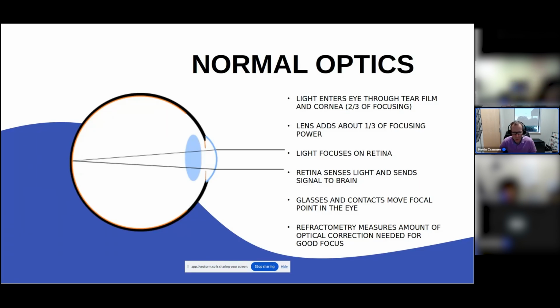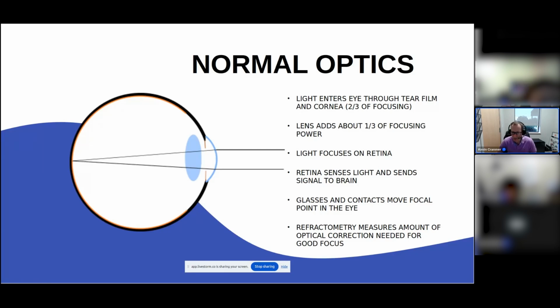And when we do refraction, all we're doing is moving that focal point in the eye. So if the focal point is not on the retina where it should be, then we can use lenses in front of the eye, either as a contact lens or glasses or the lenses in the phoropter, and we can move that focal point forward in the eye, backwards in the eye. We can collapse astigmatism, and we can bring that light into a focused point where it should be.